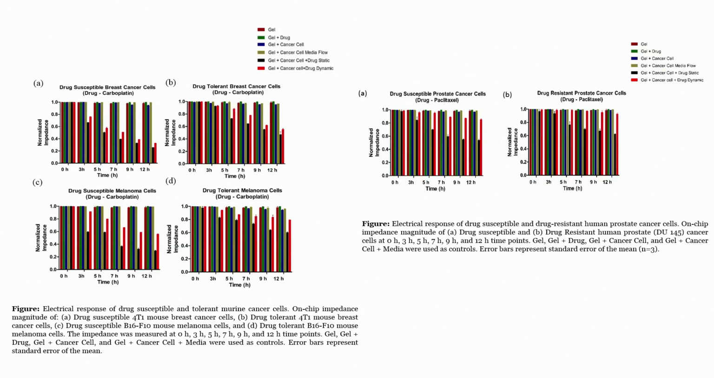So, what you see here on the screen is that we are looking at the electrical response of drug susceptible as well as tolerant, right, for murine cancer cells. We are talking about murine cancer cells that are taken from mice. Okay. Now, what do we see here? We have control 1 which is gel, control 2 gel plus drug, control 3 gel plus cancer cell, control 4 gel plus cancer cell media flow.